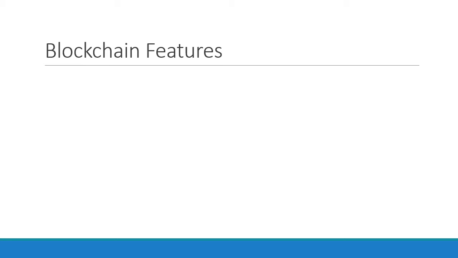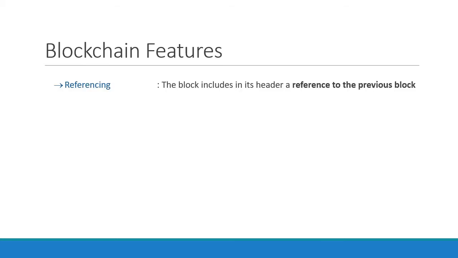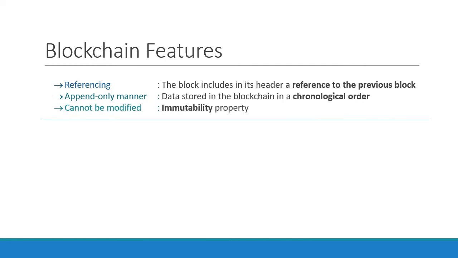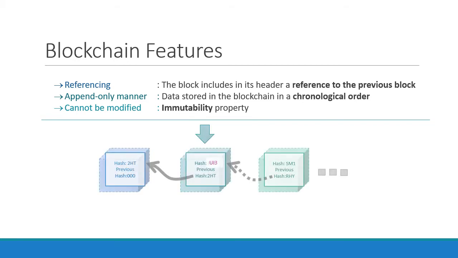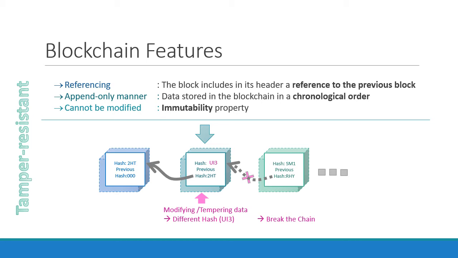For the moment, we know that the blockchain has three characteristics: the referencing, the append-only manner, and the immutability. The below example shows that in case there is any attempt to tamper with the data inside the block, its hash will obviously be modified. This hash, which is the reference to the next block, won't be valid anymore, resulting in a break of the chain. Conclusion: yes, blockchain is tamper-resistant.